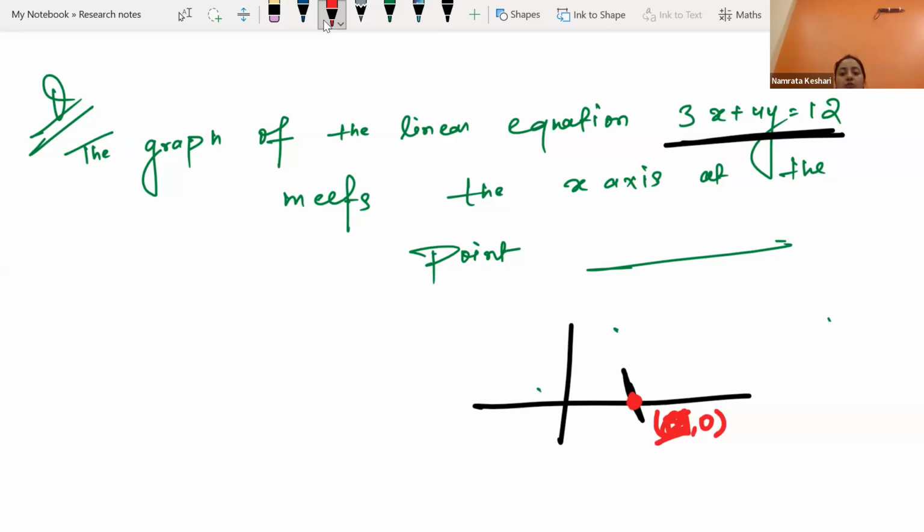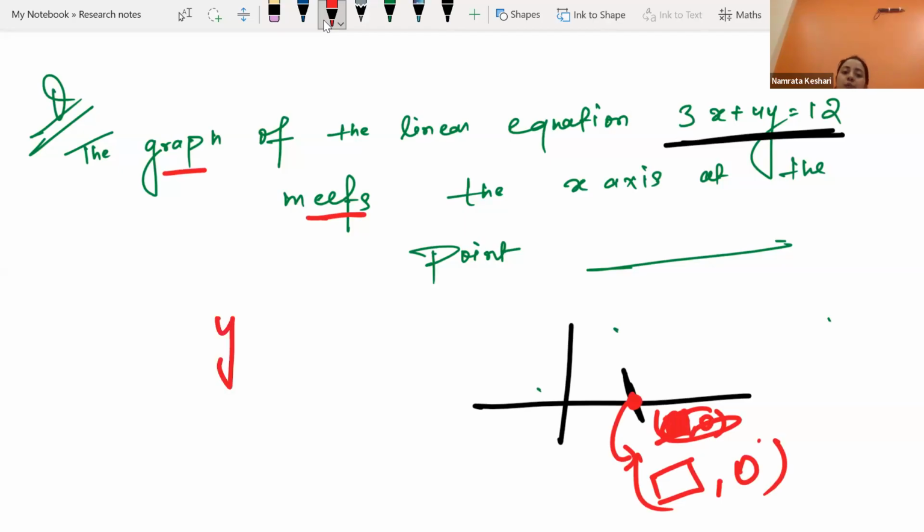I'm drawing a box over here. Here the x value can be any number, but y will be 0. For finding the coordinate of this point, we understand that whatever the x coordinate, y will be 0. Yes or no? Yes, ma'am. Basically it says the graph is meeting the x-axis, that means touching the x-axis. So if y is 0, we can put it in the given equation.